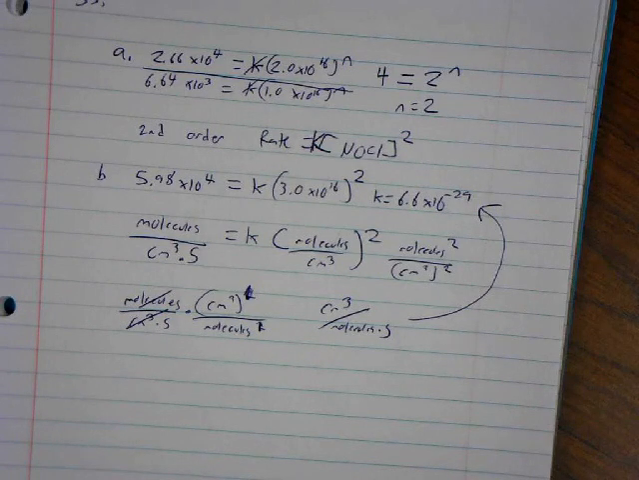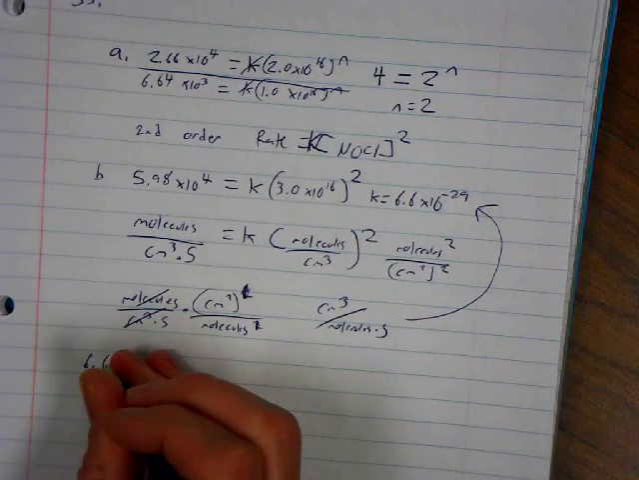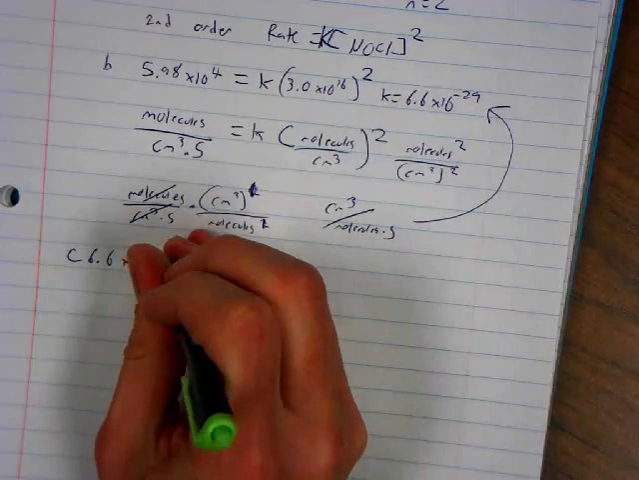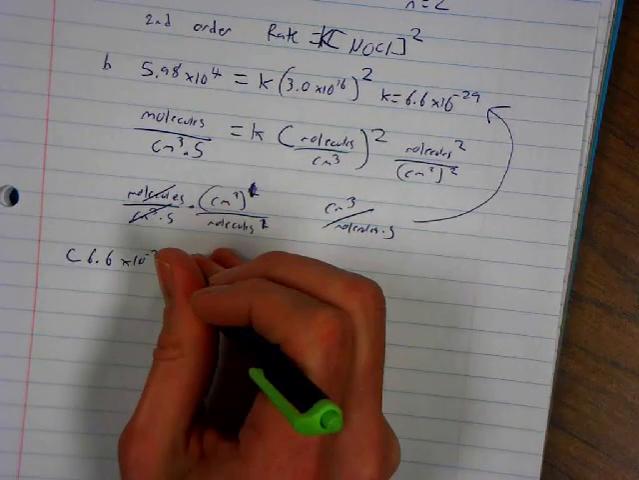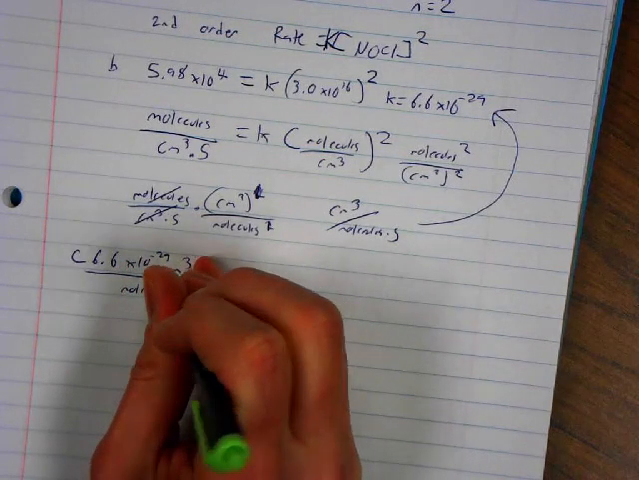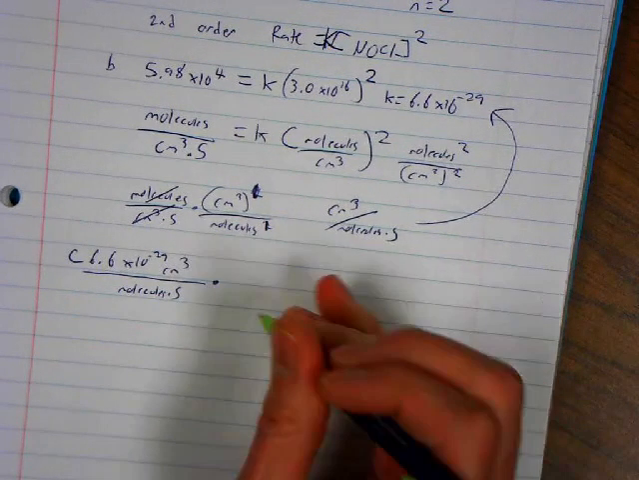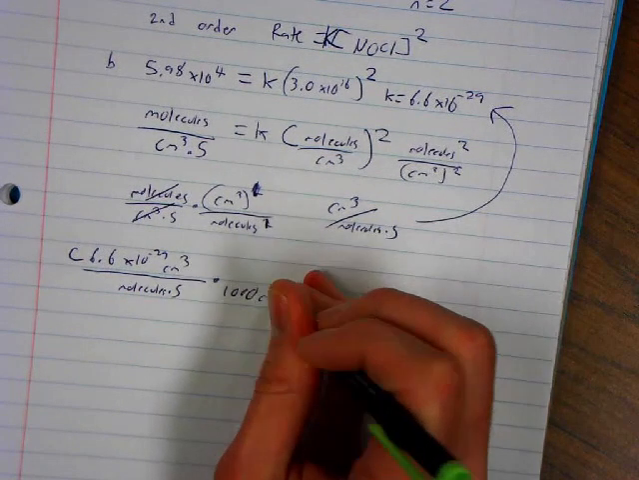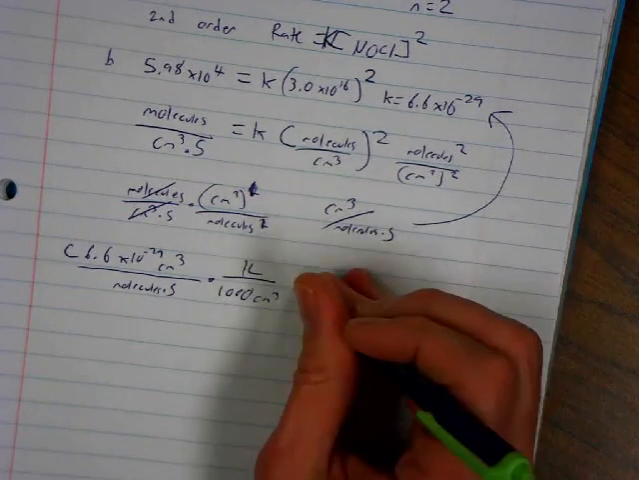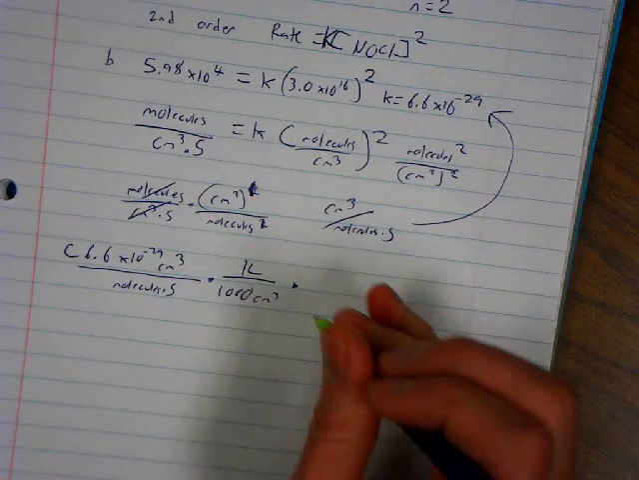So that was B. And then C, calculate the value of the rate constant when concentrations are given in moles per liter. Is that dimensional analysis? That's just dimensional analysis. So I'm going to take my 6.6 times 10 to the negative 29th. I need units now, so I have my centimeters cubed over molecules times seconds. And I know that there are 1,000 centimeters cubed in a liter. Agreed? Right, because 1 centimeter cubed is 1 milliliter.